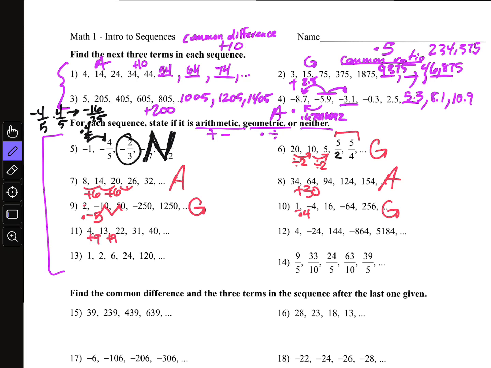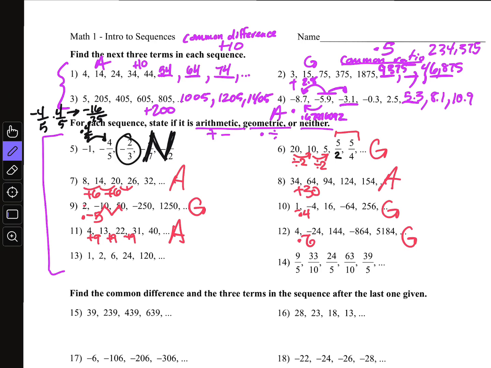11, 4 to 13, we would what? Add 9. 13 plus 9 is 22, is 31, is 40, yep. Arithmetic. 12, 4 to -24 to 144. Okay, it looks like it's probably geometric. Let's see, 4 to get to 24 would be timesing by 6. Make it negative. Is -24 times -6 144? It is, so another geometric.